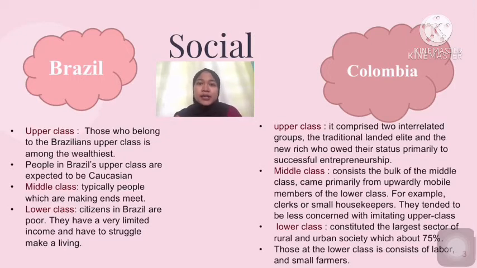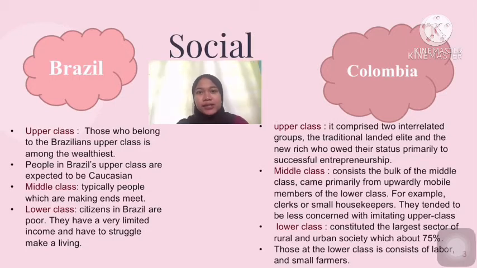Typically, the people in this class are considered to be black, or in their employment, they are a servant or housekeeper. Okay, the next one is social class in Colombia. Same as Brazil, in Colombia there are upper class, middle class, and lower class. So for the upper class, there are two interrelated groups: first the traditional landed elite, and the next one is the new rich who owe their status primarily to successful entrepreneurship.